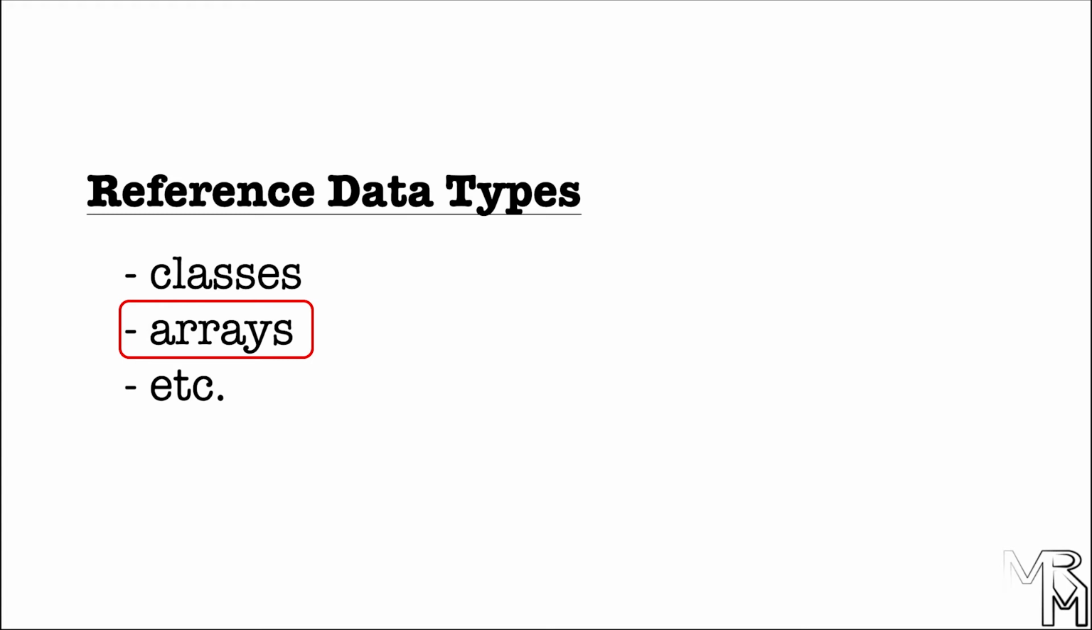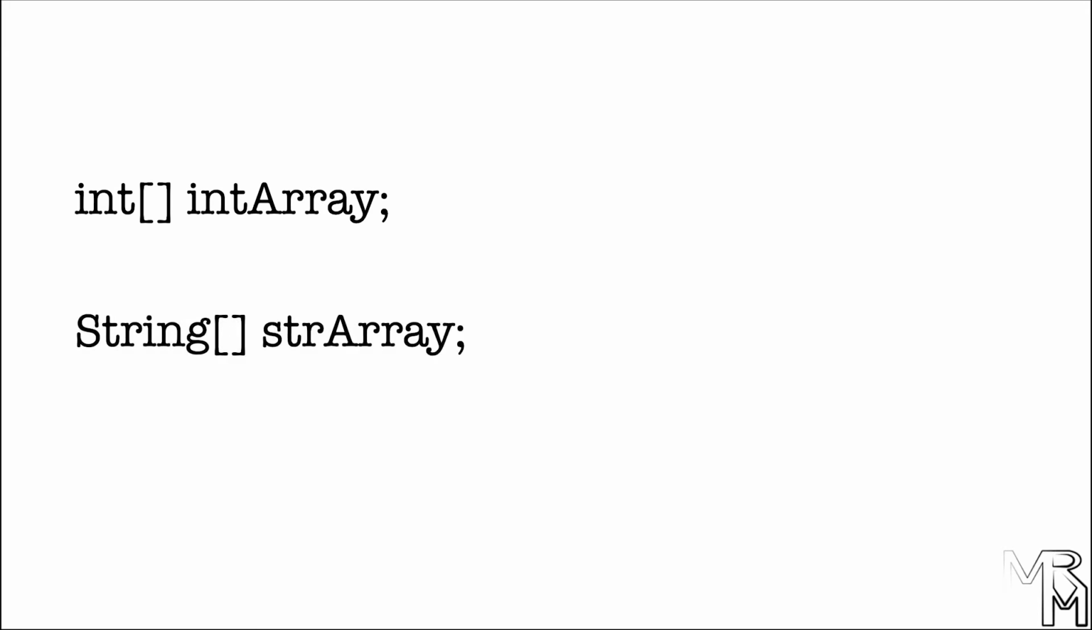So an array is effectively a collection of variables of the same type. We can have arrays of any existing data type. To declare an array, we should add a pair of square brackets following the data type that the array is going to store. For example, an int array declaration would look something like this, and a string array declaration something like this. Since all arrays are reference data types in Java, both int array and str array are variables that can store references to an int and string array object respectively.